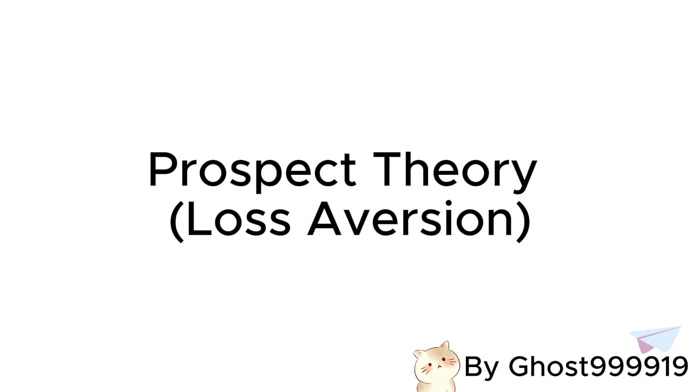Here's a breakdown. Core concepts. Value function. Prospect theory proposes that people don't evaluate outcomes in absolute terms, but rather relative to a reference point, often their current situation. The value function is asymmetrical, meaning that losses loom larger than gains of equal magnitude.